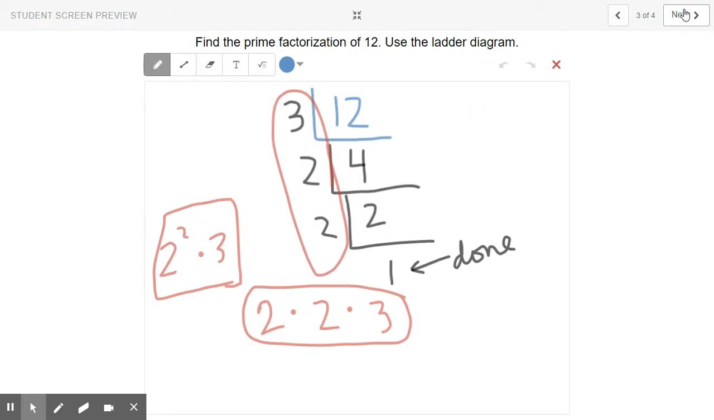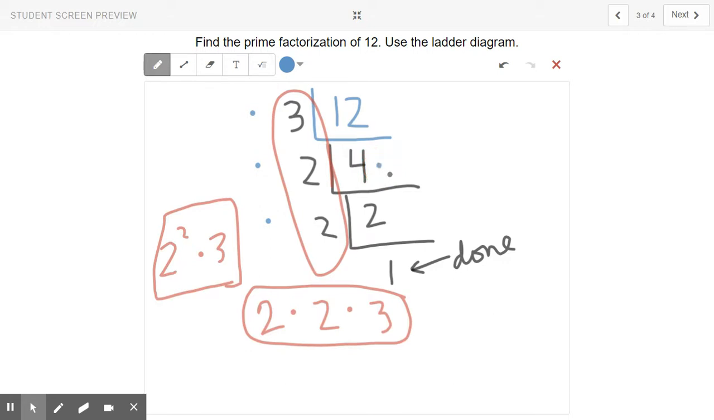Now let's use the ladder diagram to do 12. So I wrote 12 and then wrote the L. Now the numbers, the factors you pull out on the left, have to be prime. So I can't pull out 6. I can't pull out a 12. You only could pull out prime factors. So this time we chose to do 3. So 12 divided by 3 is 4.